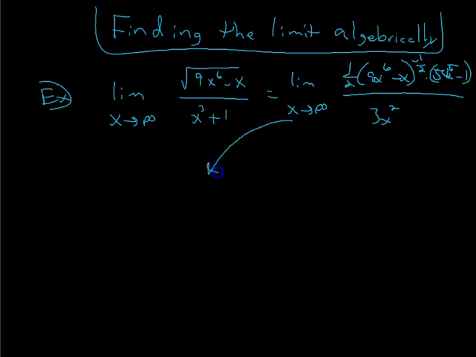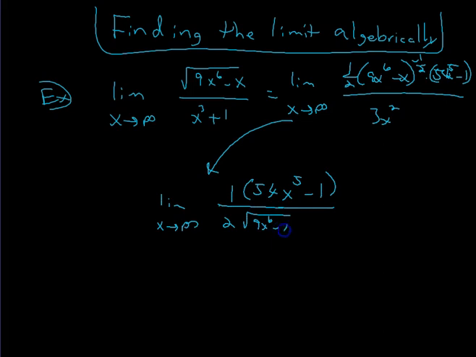If you try to simplify that even further, you get the limit as x approaches infinity of 1 over 2 times 54x to the 5th, subtract 1, over the square root of 9x to the 6th, subtract x, times 3x squared. If we test that, that limit is also infinity over infinity, which means we can try L'Hopital's rule again. And it's going to go on and on, and it's not going to get any less complicated.